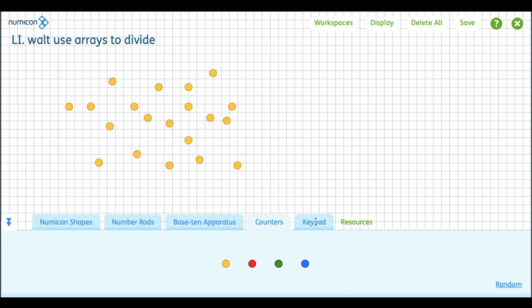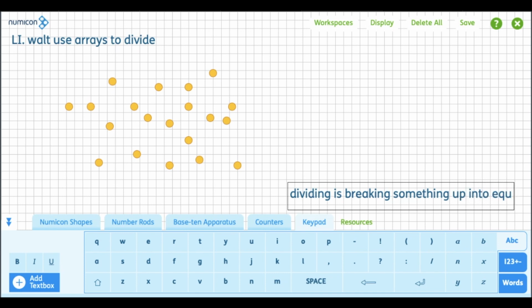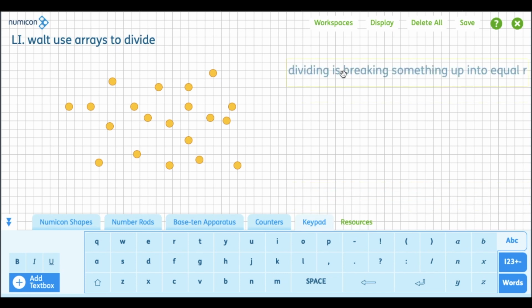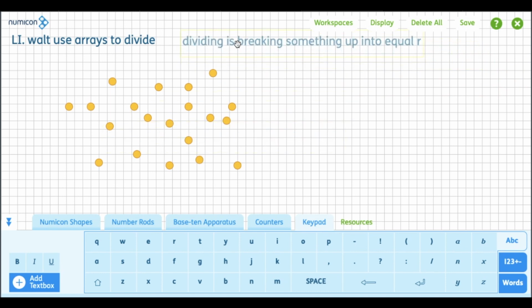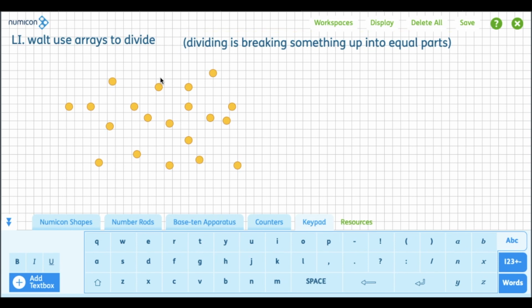And just a reminder that dividing is breaking something up into equal parts, okay? So what we're doing is we're taking a whole number today. It doesn't have to be a whole number though, sometimes it's a piece of cake, or a whole cake, sorry. Dividing is breaking something up into equal parts. So what we're trying to do is make a whole number break into equal parts.